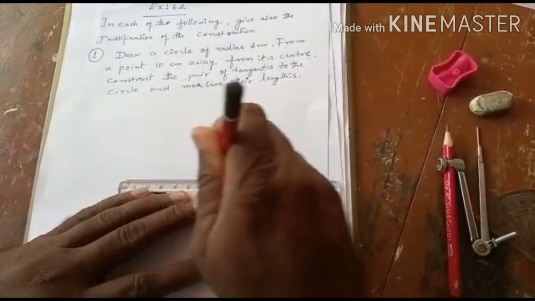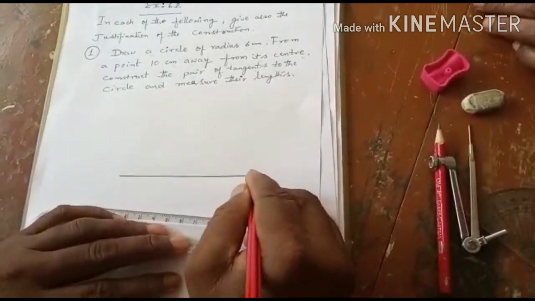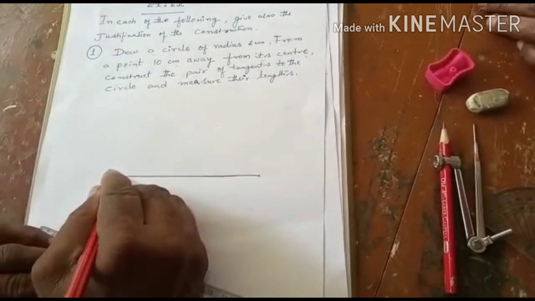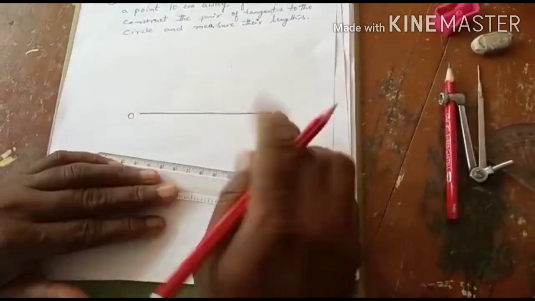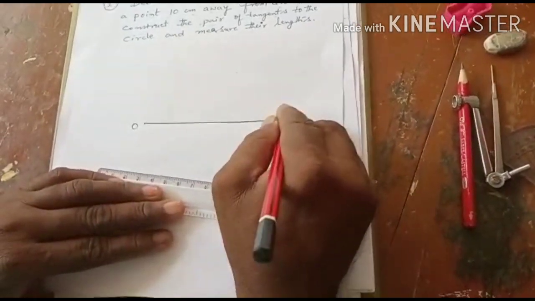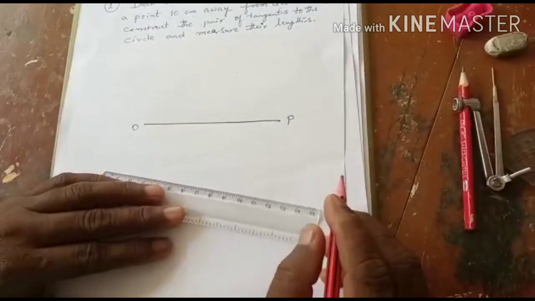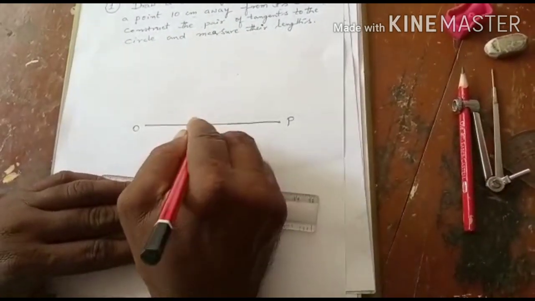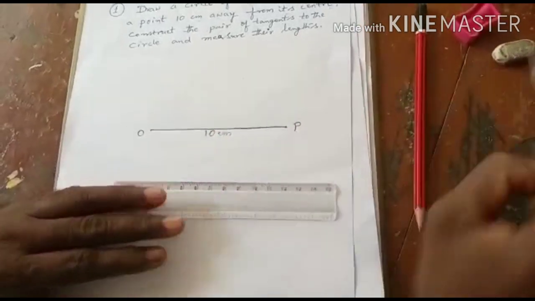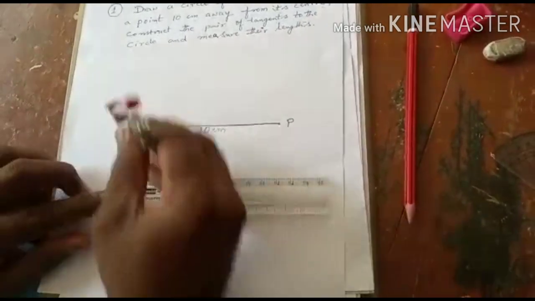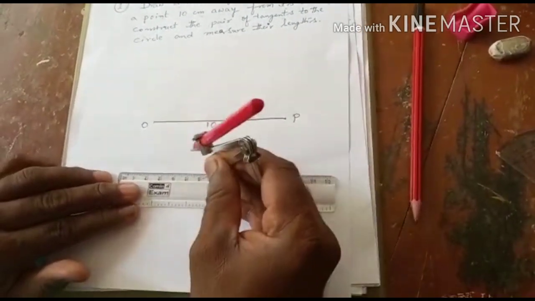To start with, take any point O on the given plane as center. Draw a 6 cm radius. Locate a point P 10 cm away from O. In other words, draw a line 10 cm. Name the line as OP.